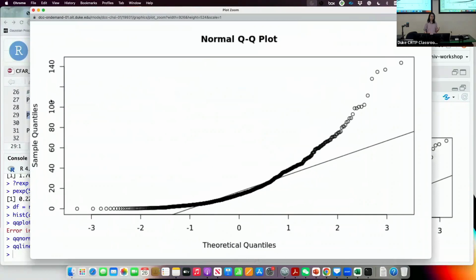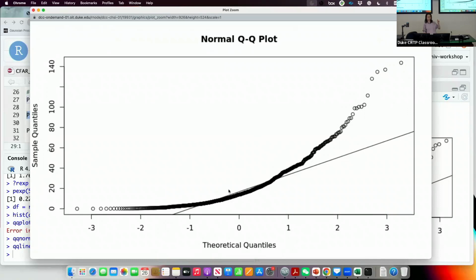Ideally, if my sample follows a normal distribution, then my sample statistics will match my theoretical statistics. So I would expect those dots to lie on this straight line. But now we see that these black dots deviate a lot from this straight line. That means my sample cannot be safely quantified by a normal distribution.